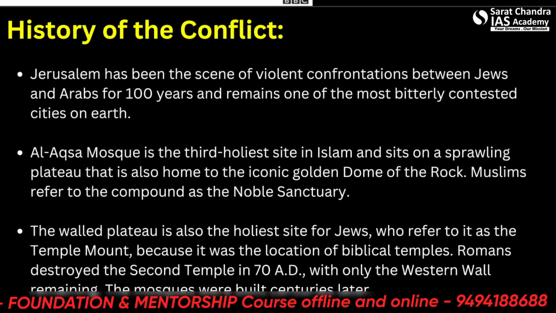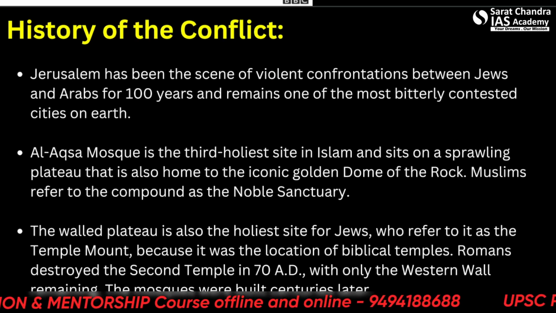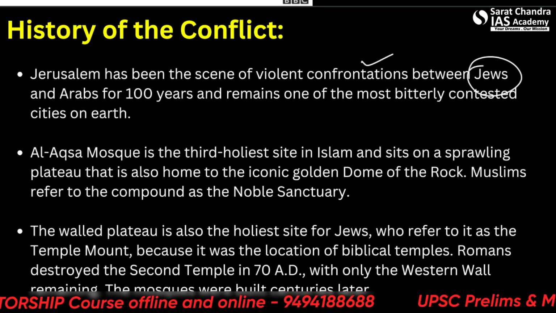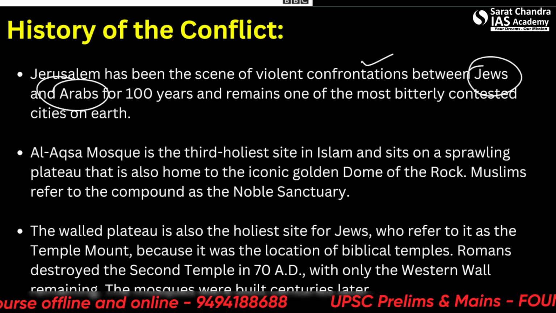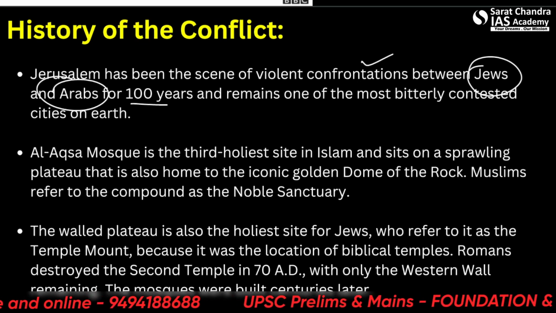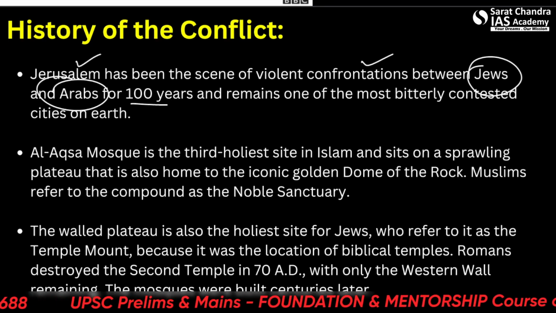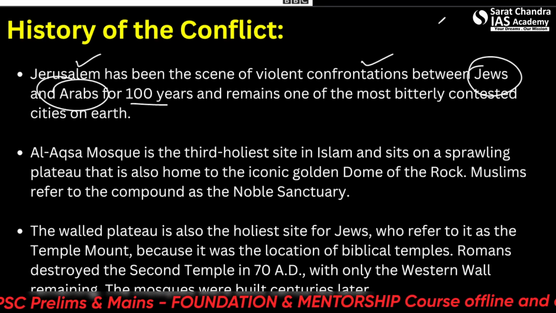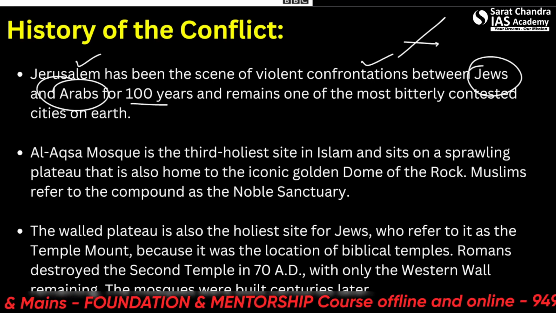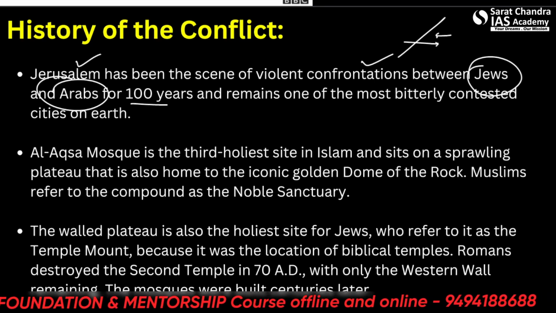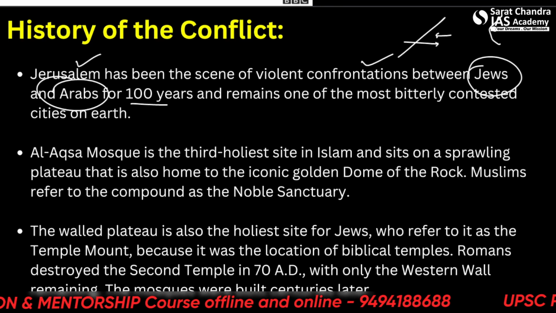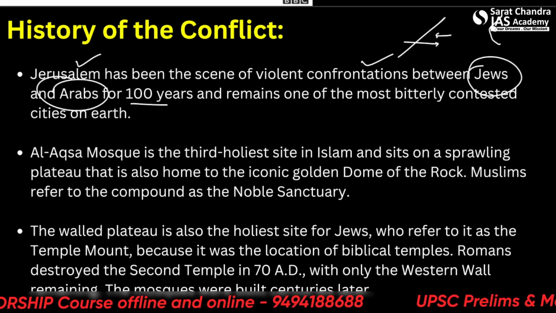So Jerusalem has been the scene of violent confrontations between the Jews and the Arabs, as we have already seen, for 100 years and remains one of the most bitterly contested cities on earth. So why is Jerusalem the center point of the conflict despite the activities taking place mostly at Gaza Strip and Israel here? Alright, so we'll see why Jerusalem on the eastern end is rather the body of conflict.